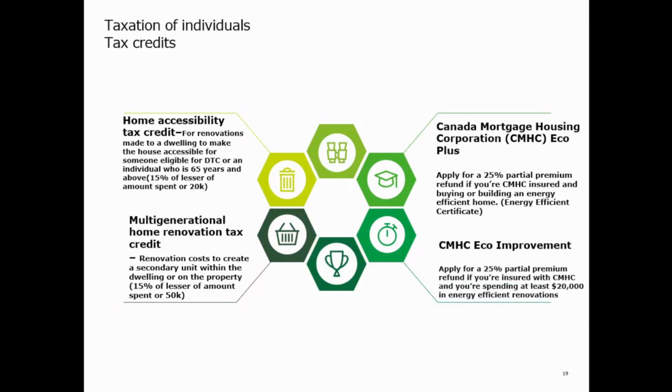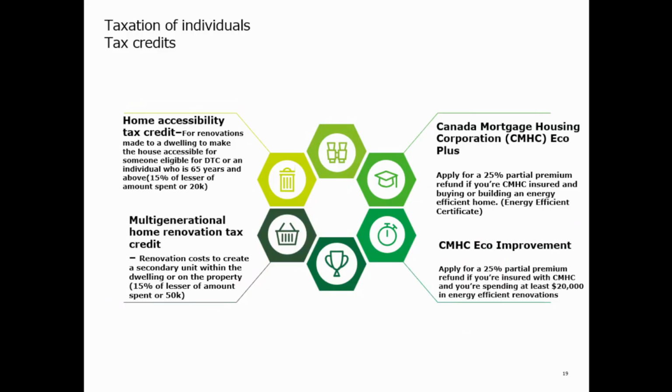Okay, so home accessibility tax credits. Just for us to know that if we need to make some renovations to the house, to make the house easily accessible for our seniors or any child with a special need, any expense we incur for that purpose, we can file it for tax purposes as credits. Multi-generational home renovation tax credits. If we need to create a secondary unit, probably a basement or another unit in the compound, for the purpose of also making the house easily accessible for a senior or a child with special need, then we are also able to claim it for tax purposes.